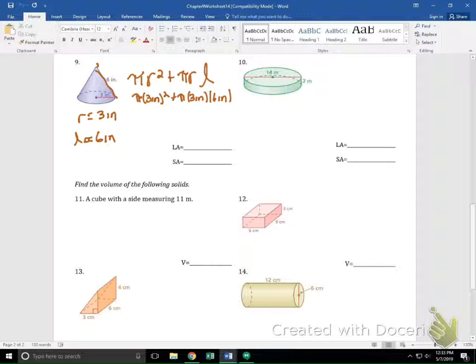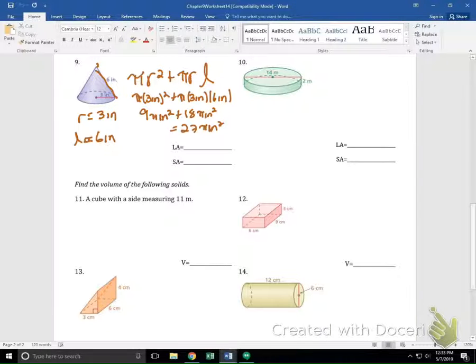So 3 squared is 9 pi inches squared, plus we end up with 3 times 6, which is going to be 18 pi inches squared. We add those together and you get 27 pi inches squared, but it asks for those in terms of decimals and rounding to the nearest whole number. So if you do 27 times pi, it gives you 84.8.